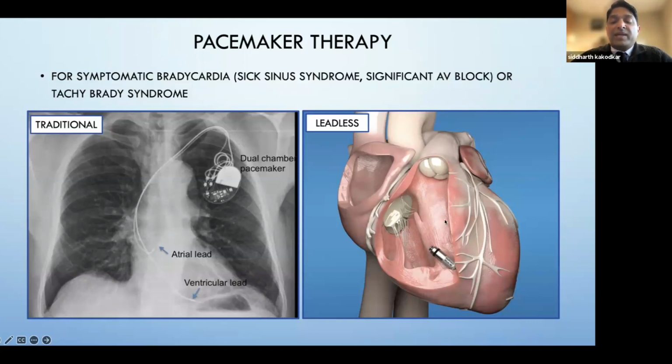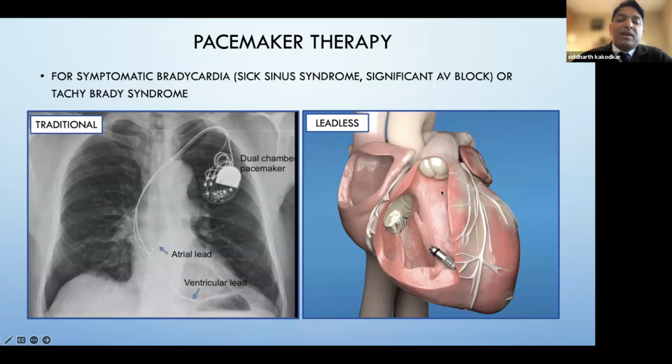We do have a newer type of pacemaker that some patients may qualify for called a leadless pacemaker, where just through a vein in the leg, we can implant a bullet-shaped device into the ventricle of the heart. And this is the entire pacemaker. There's no leads going up here, no extra battery. The whole thing is right here.